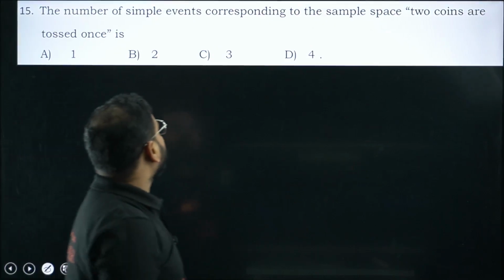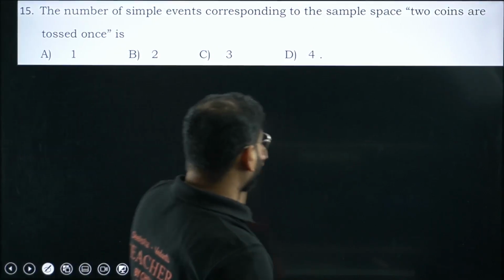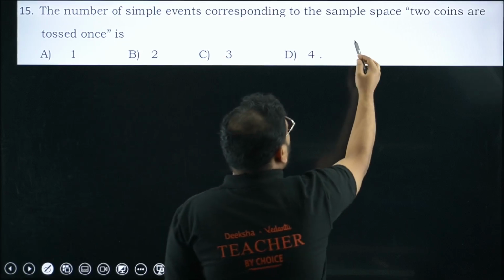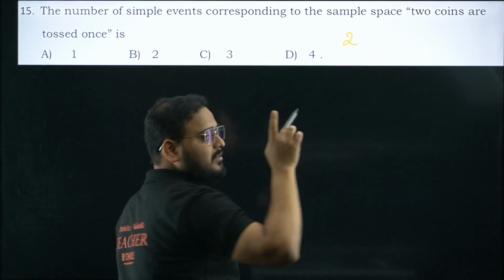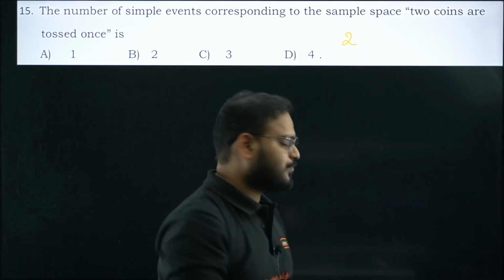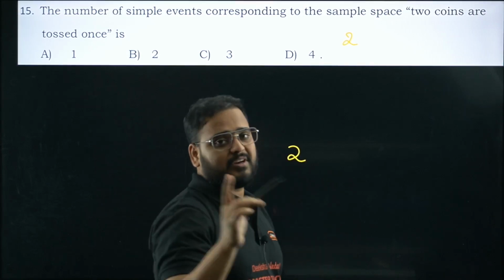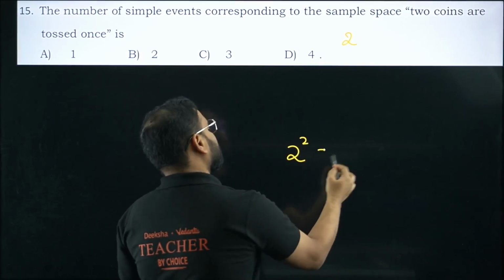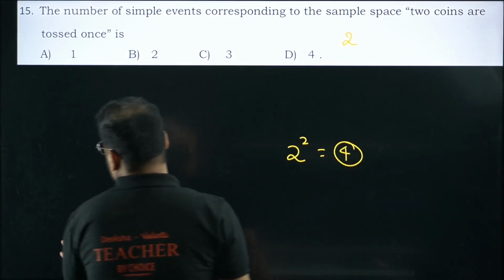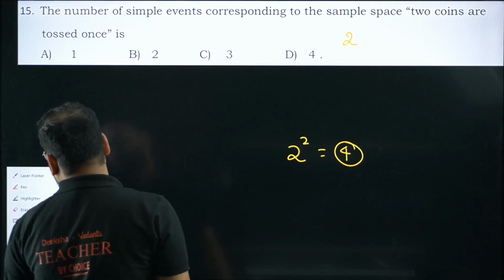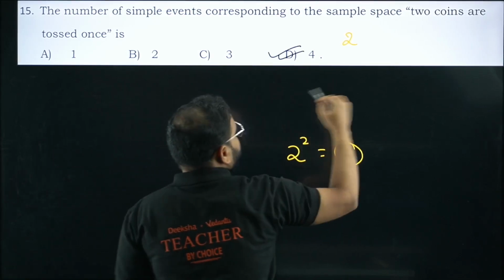15, the number of simple events corresponding to, this is a very simple question, for 2 coins, but 2 power 2, right? Number of outcomes in one event is 2, total number of events, bacha, is 2 power 2. What is the answer? 4, sir. What is the answer, bacha? 4, sir. D.